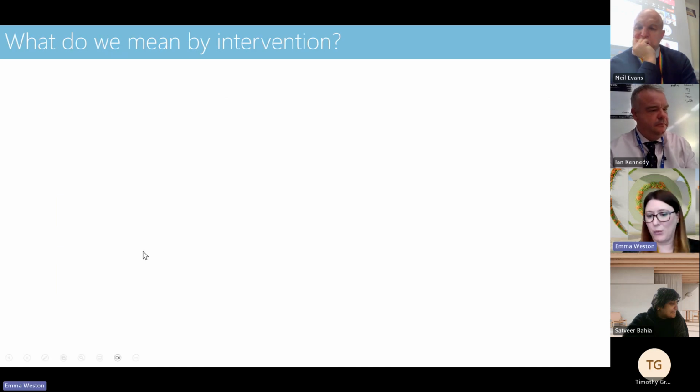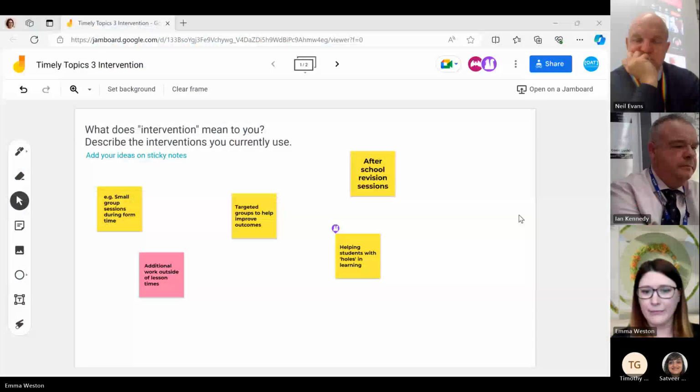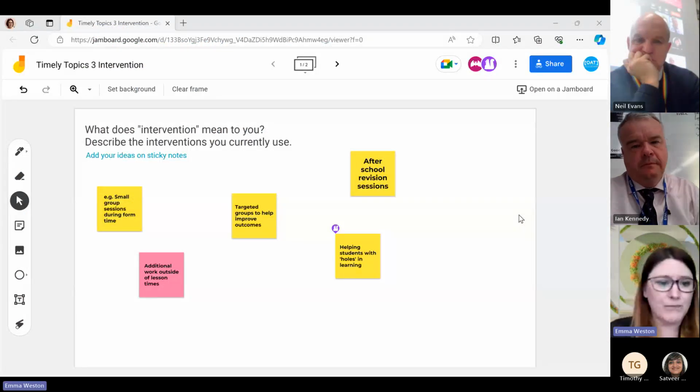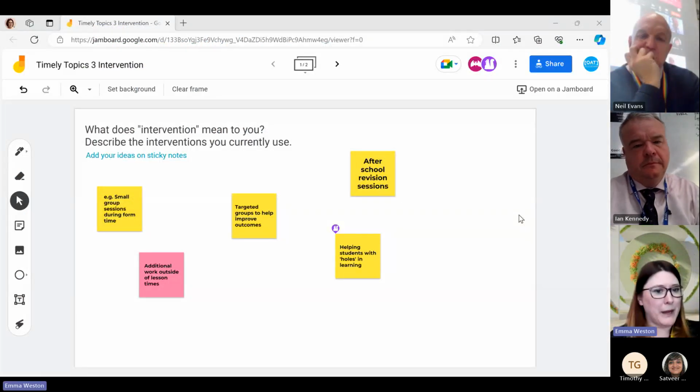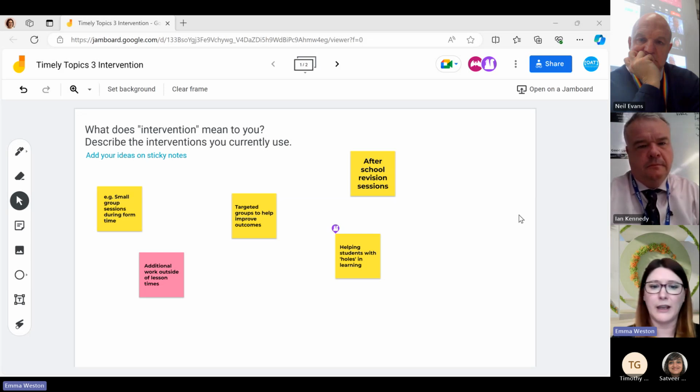So let's think about what we mean by intervention. So I'm just going to switch onto our Jamboard and see what sorts of ideas you'd put on first. So we've got ideas about additional work outside of lesson times. Maybe that could be during form time, maybe it could be in after school revision sessions. But we've also got this idea that we're helping students with holes in learning and that it needs to be targeted groups helping to improve outcomes.